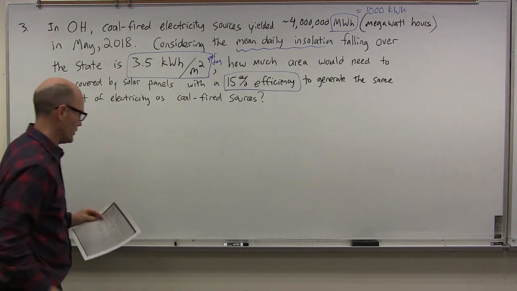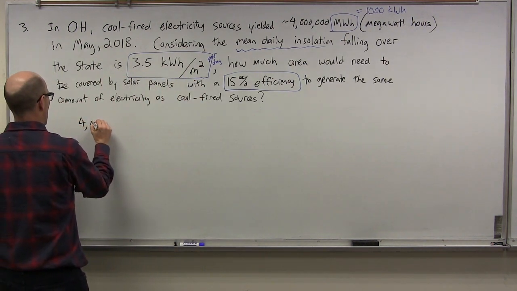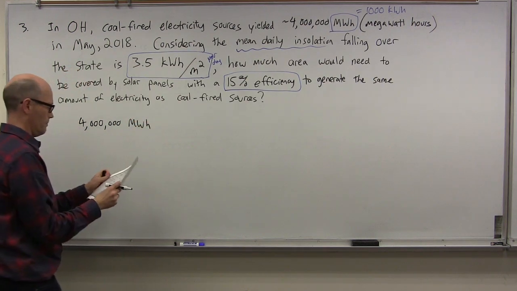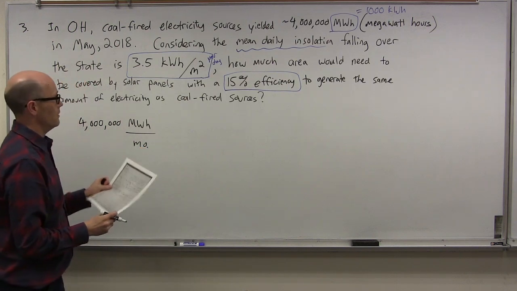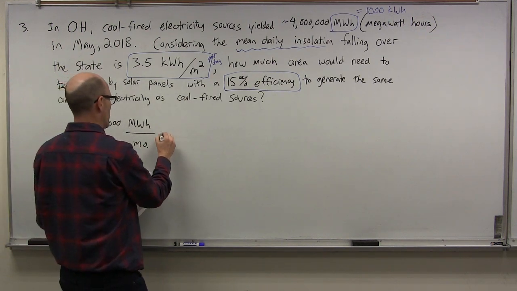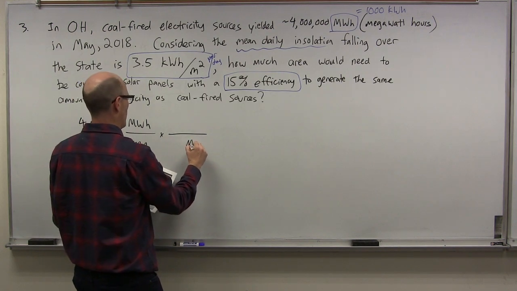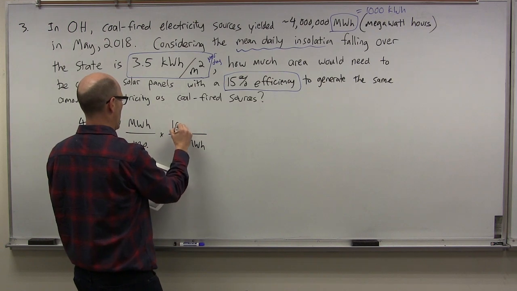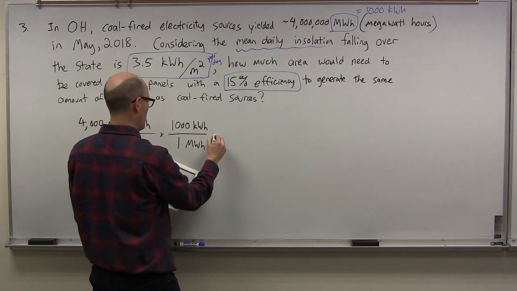All right, so let's start with our 4 million megawatt hours. And of course, that's in a month, the month of May. We want to get to kilowatt hours, so what do we do? Well, let's convert units. Let's get our megawatt hours at the bottom so they cancel out. Remember that 1 megawatt hour is 1,000 kilowatt hours.